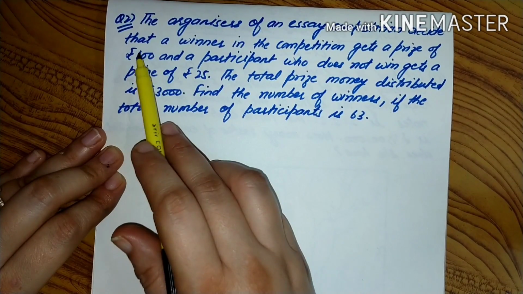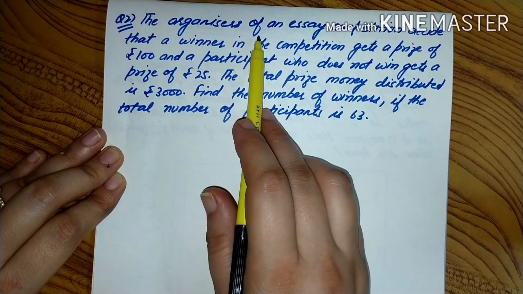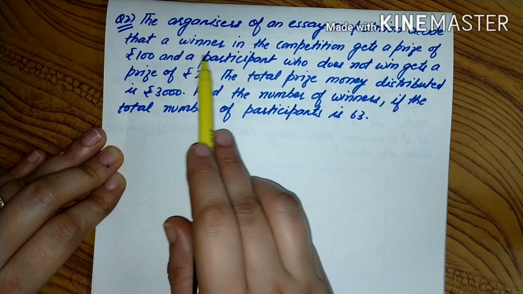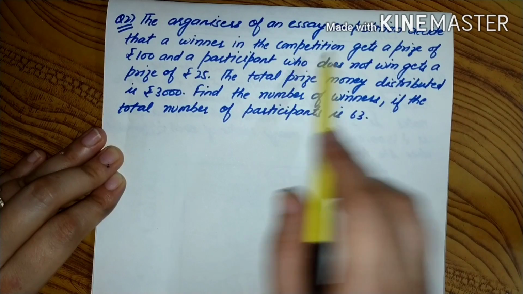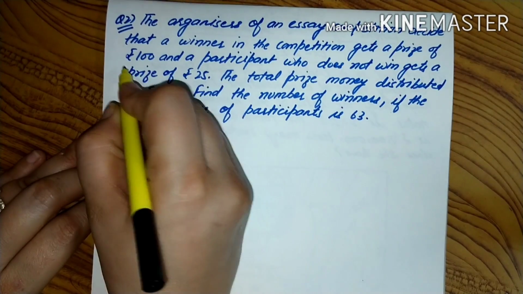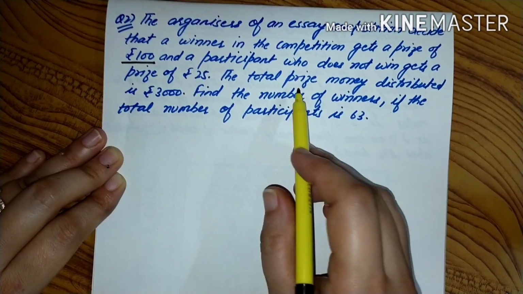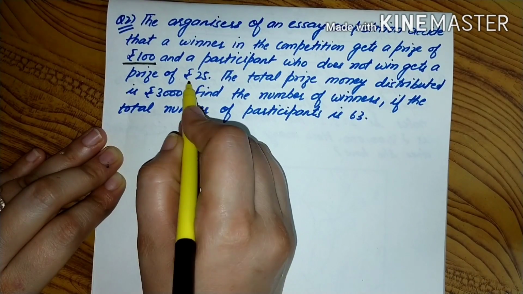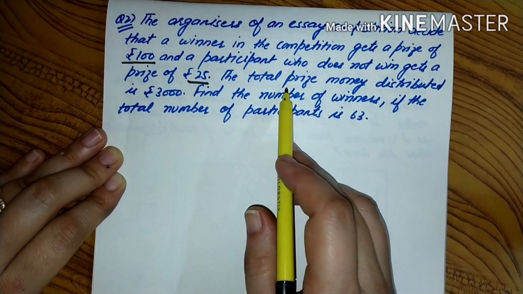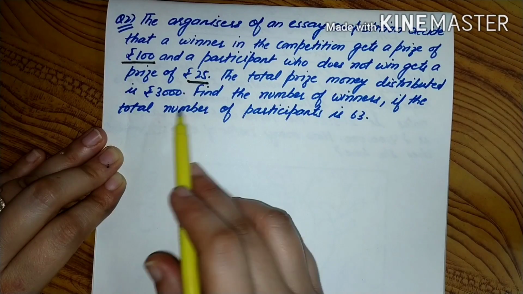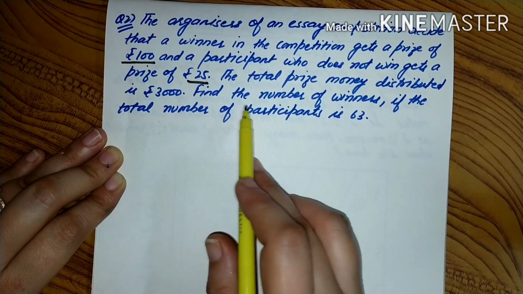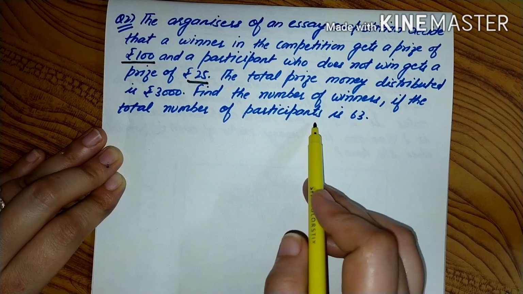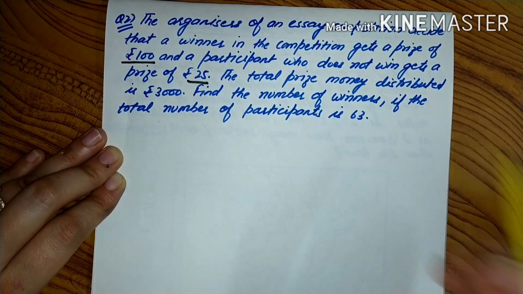Now proceed with the second question. The organizer of an essay competition decided that a winner in the competition gets a prize of rupees 100 and a participant who doesn't win gets a prize of rupees 25, and the total prize money distributed is rupees 3000. Find the number of winners if the total number of participants is 63.